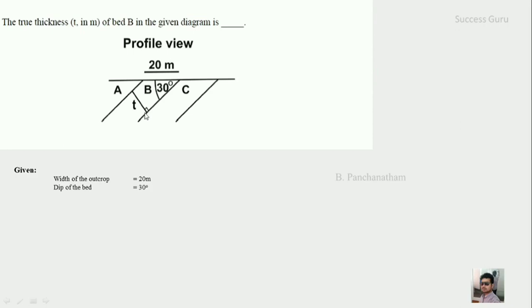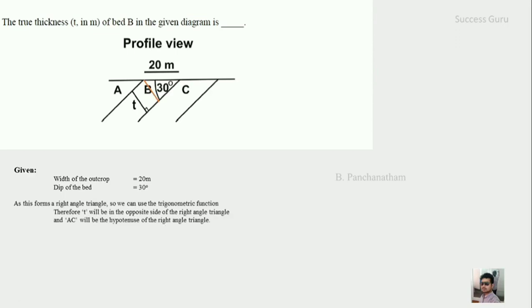So for our convenience, we draw a line here which is just parallel to it, so there will be no difference in this. And you see, this will form a right angle triangle. When there is a right triangle, we can use all the trigonometric functions in it. So this side, that is the T side, will be the opposite side, and this side, that is the outcrop side, will be the hypotenuse.